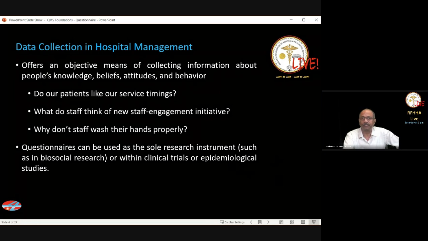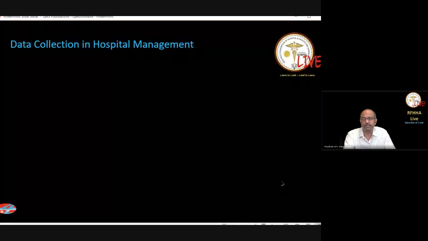Biosocial is also scientific, but this is to do with the management, which is considered a social science. And the questionnaires are also used within the clinical trials or within the epidemiological studies. So, you may have a large epidemiological study. For example, COVID-19 is being studied extensively now, and within this large epidemiological study that you have designed, you have some components about which the data will come via the questionnaires. So, questionnaire is in common use. That was the point I am trying to make.